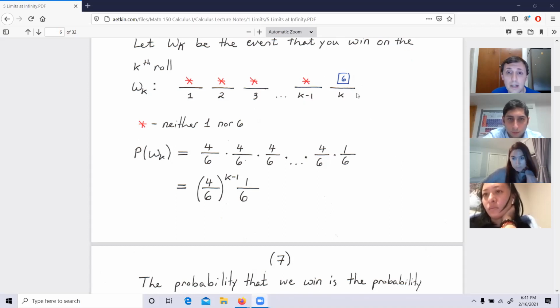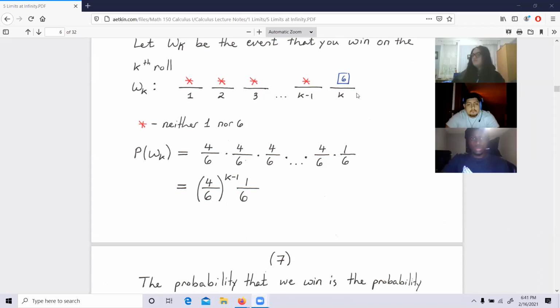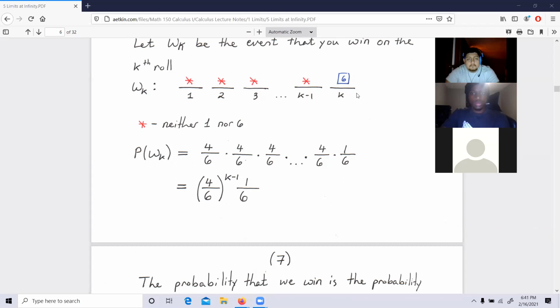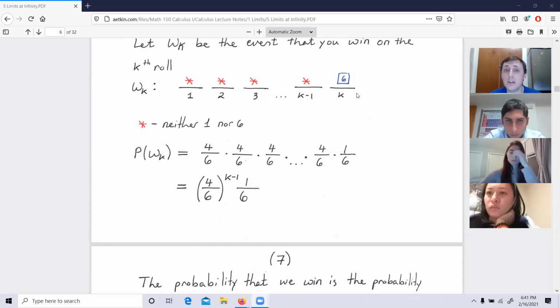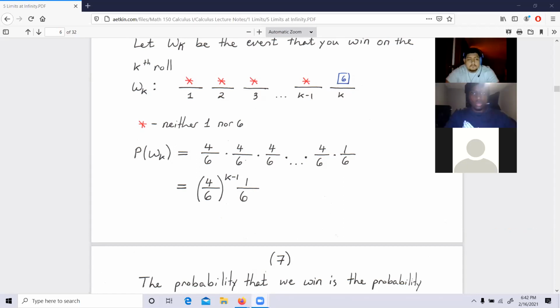Yes, Grant. Why 4/6? Because that's my limbo state. 4/6 means 4 universes. I cannot have a universe with outcome 1 or a universe with outcome 6. So I have only 4 possible universes, namely 2, 3, 4, and 5, because we neither won nor lost, precisely. So that's the 4/6 universes.